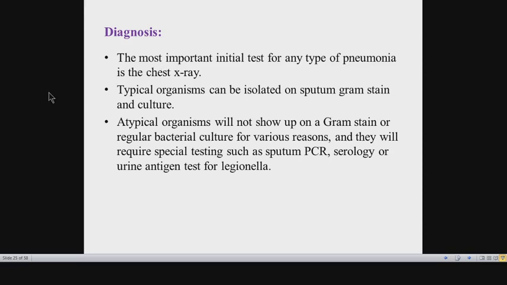Then the next step, after diagnosing pneumonia based on the radiological features, is to try to demonstrate and to isolate the likely organism causing pneumonia.